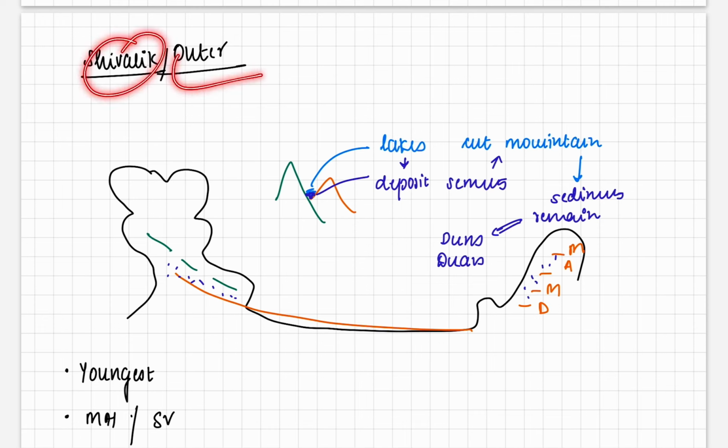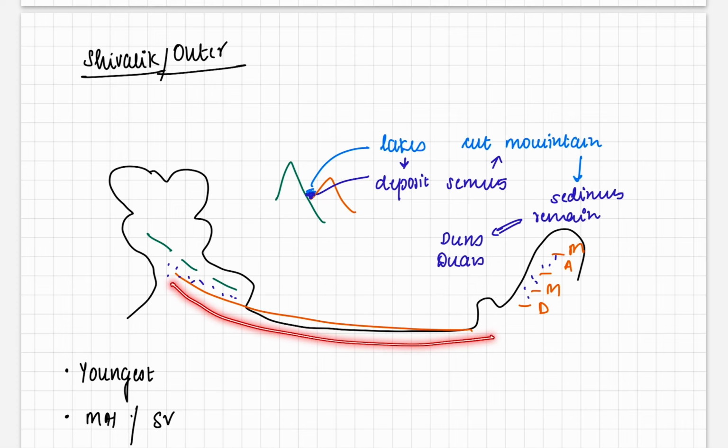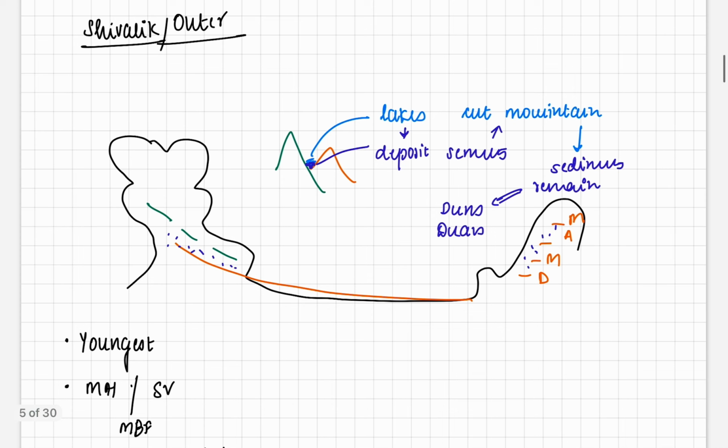The Shivaliks or the outer Himalayas generally form a continuous range from the west to the Tista, and later they get divided into Mishmi, Abor, Miri and Dafla. Even here, due to the Shivalik formation, the rivers got collected and resulted in the formation of lakes. These lakes had certain deposits, but as the rivers started cutting through the mountains, the sediments deposited by these rivers remained, leading to the formation of dunes or duars. They are known as dunes in the western part and duars in the eastern part.